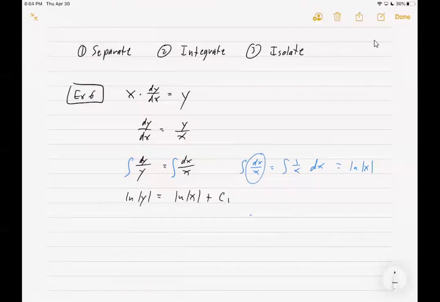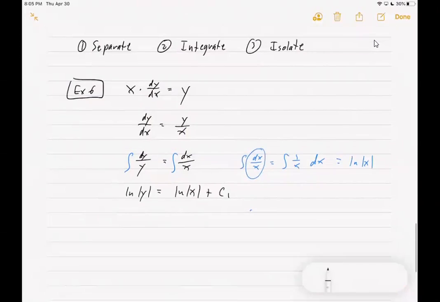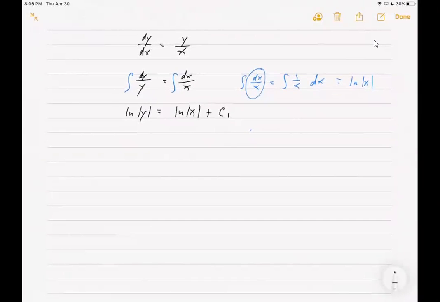All right. Now, how do we isolate? We've integrated. Now we're ready to isolate for y. So we're going to exponentiate both sides, which means make it the exponent of e. And so then we're left with the absolute value of y is equal to, now this gets a little bit tricky here, e to the ln of absolute value of x plus c1. So we can rewrite that as e to the ln of absolute value of x, which will undo itself, times e to the c1.